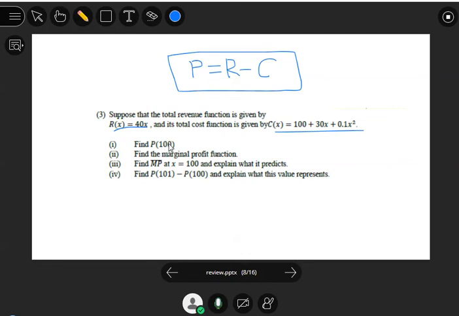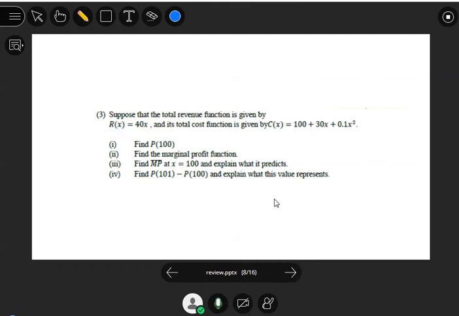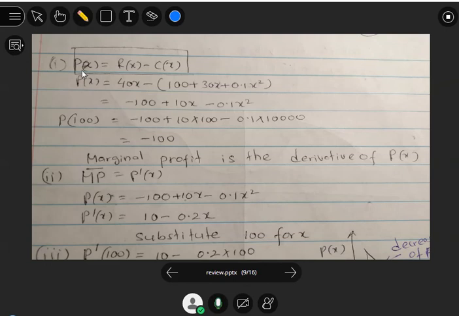First it is asked to find the profit when x is equal to 100, but we can't do it directly. First we need to calculate our profit function. Using this formula, p is equal to r minus c, I substitute my revenue function here and my cost function here. Especially when you are writing these things, please remember to use brackets, otherwise your final answer becomes wrong.